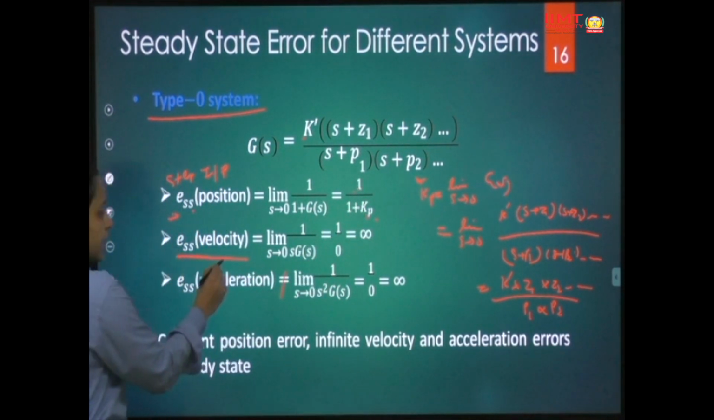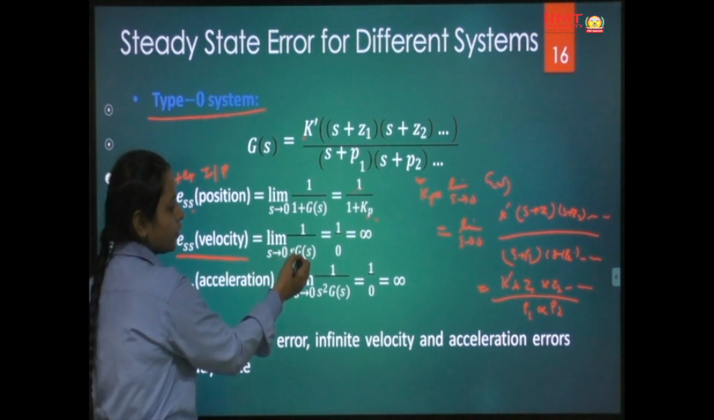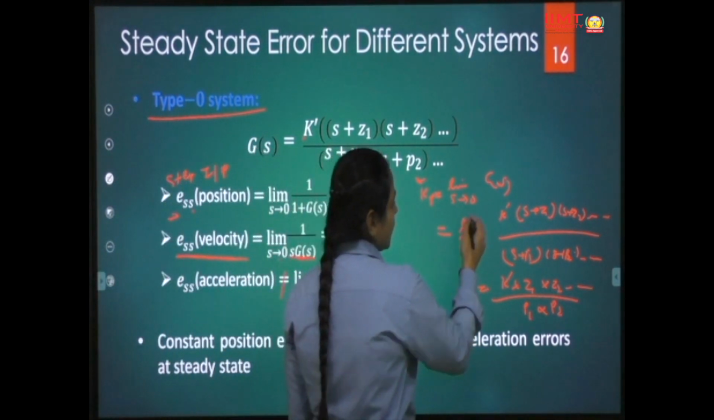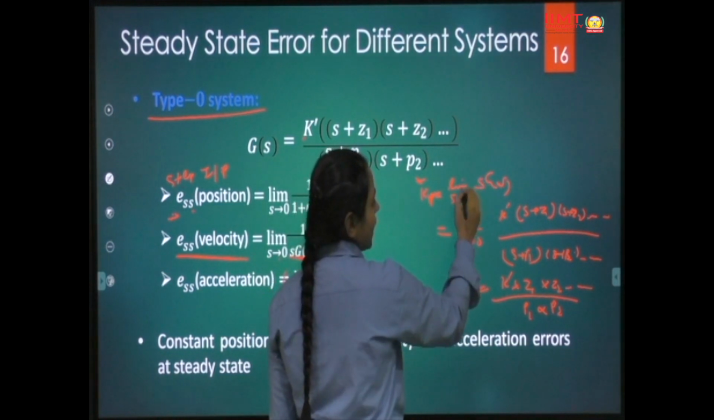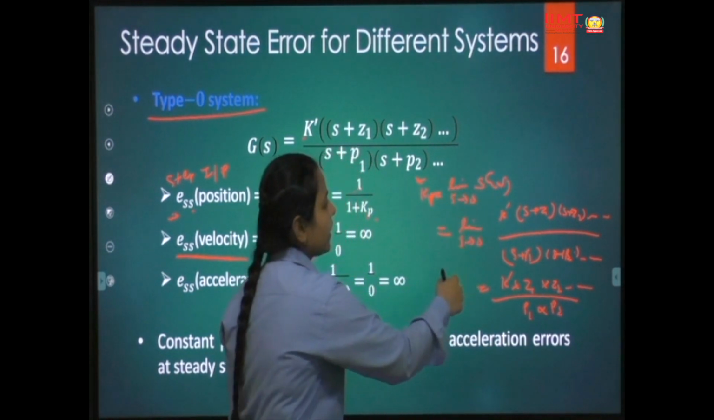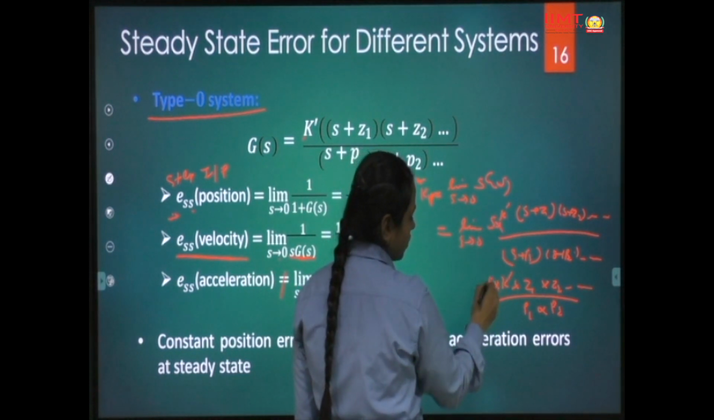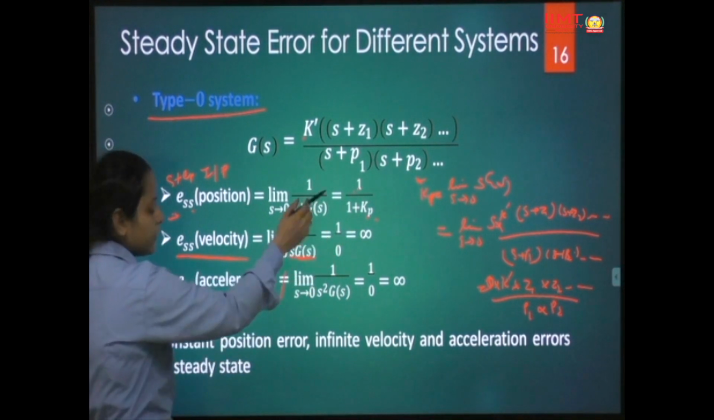For velocity error constant, ESS is equal to limit s tends to 0, 1 upon s G(s). So Kv is equal to limit s tends to 0 s G(s). If we keep the value of s there, this will always have an s, so this would become 0. So if Kv becomes 0, the error would become infinite.